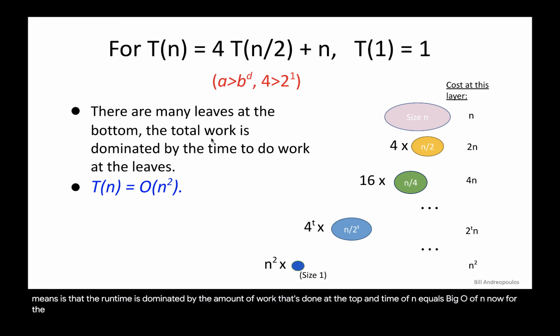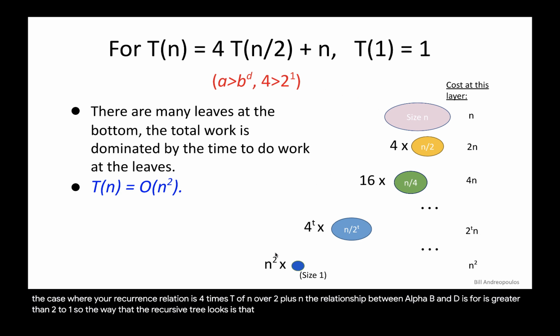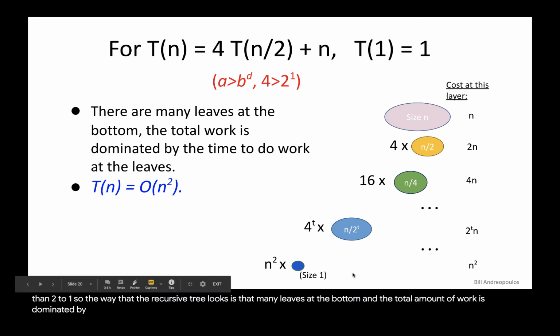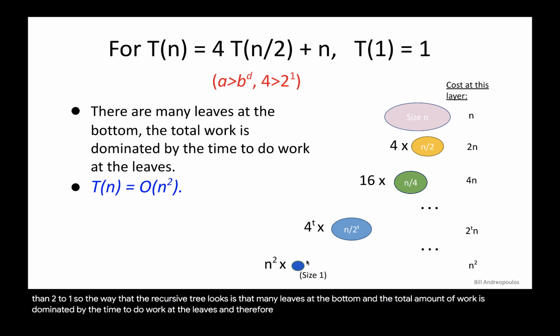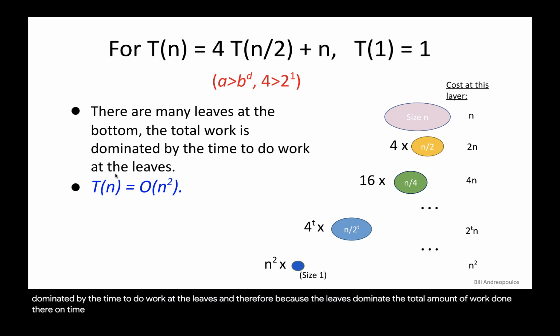Now for the case where your recurrence relation is 4 times T of n over 2 plus n, the relationship between alpha, b, and d is 4 is greater than 2 to the 1. So the way that the recursive tree looks is that there are many leaves at the bottom, and the total amount of work is dominated by the time to do work at the leaves. And therefore, because the leaves dominate the total amount of work done, the runtime of n is described by big O of n squared.